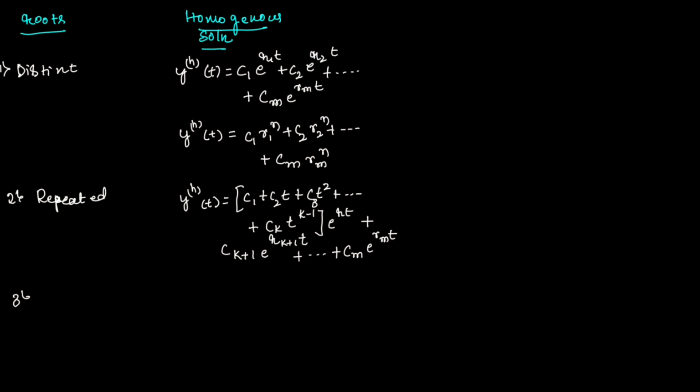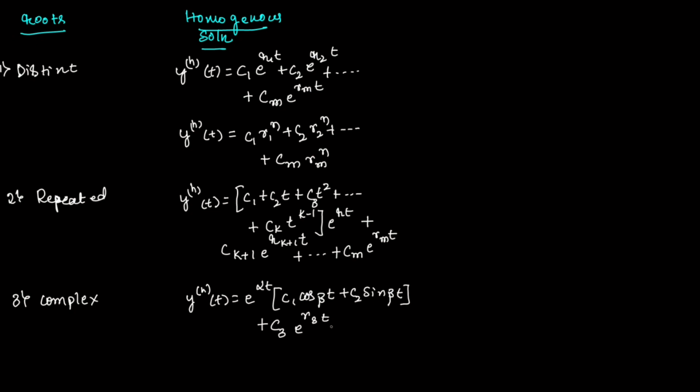If the roots are complex, in that case we can write the homogeneous solution as yh(t) equal to e^(alpha t) (c1 cos beta t + c2 sin beta t) + c3 e^(r3 t) + and so on up to cm e^(rm t). Now you need not get confused with this homogeneous solution. When we solve the problem, you will clearly understand this.